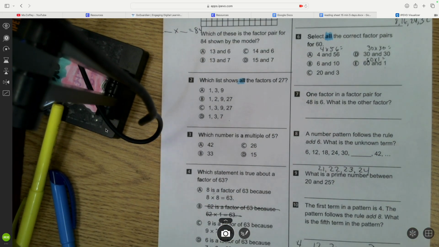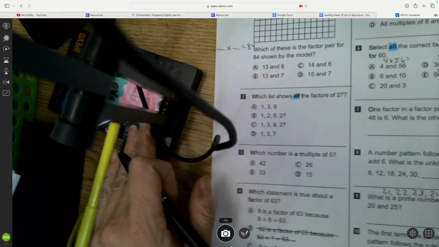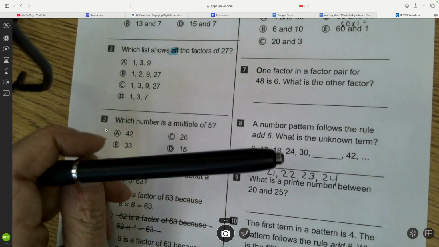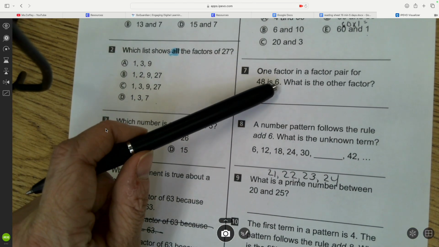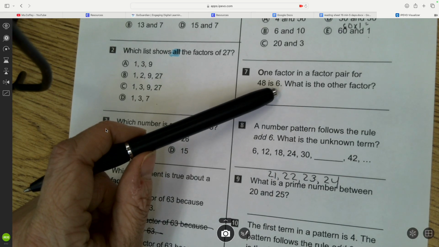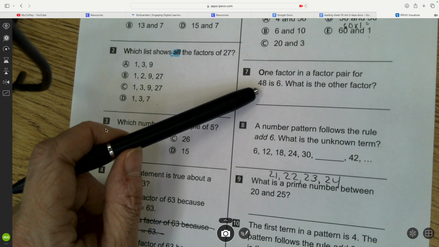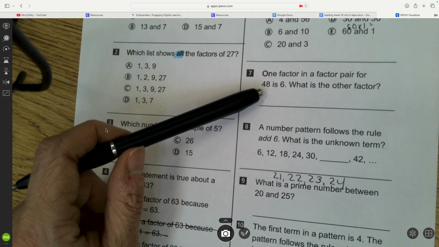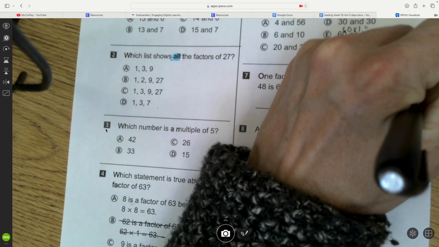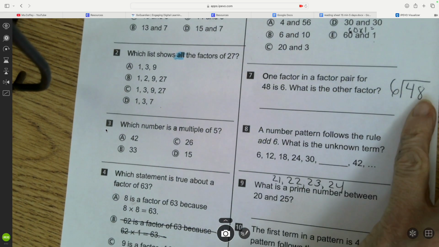Number 7, one factor in a factor pair for 48 is 6. What is the other factor? So Kimberly showed a great strategy in class today how she would solve for this, and she skip counted by the factor, by 6, until she reached the product 48. How many fingers do you have up if you skip count by 6 to 48? Or you can divide 48 divided by 6, and you can solve it that way.